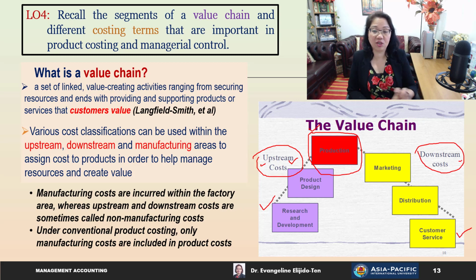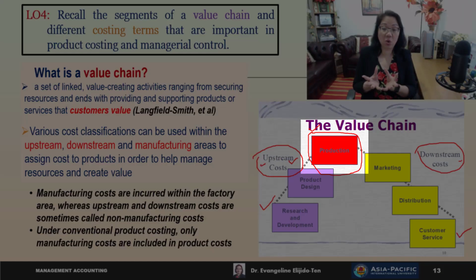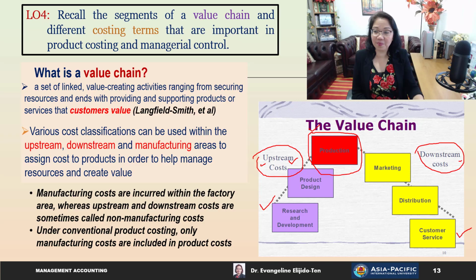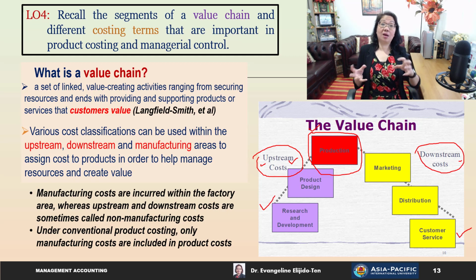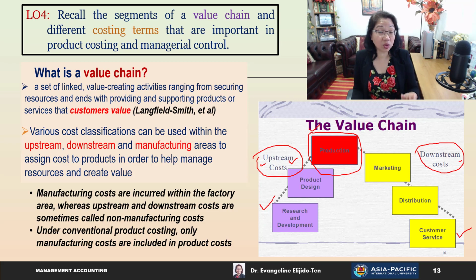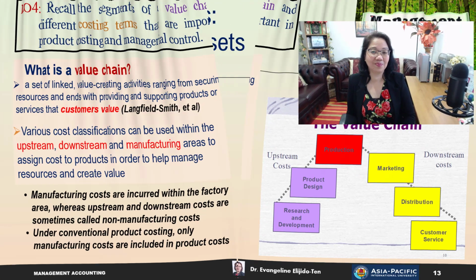Under the conventional product costing, only the manufacturing costs are included in product cost. So that means only the production costs. All right. Production costs are the one we consider as assets, whereas all the upstream and downstream costs are non-manufacturing costs, and they are normally referred to as period costs or expenses.